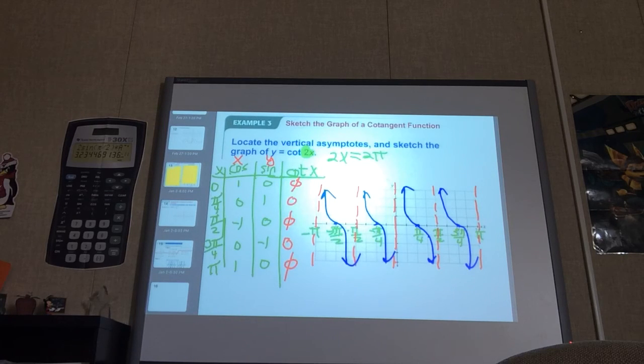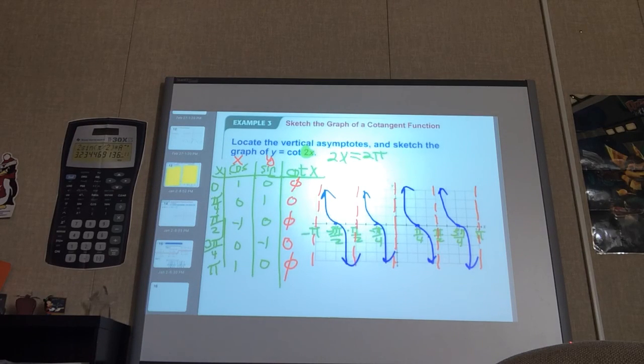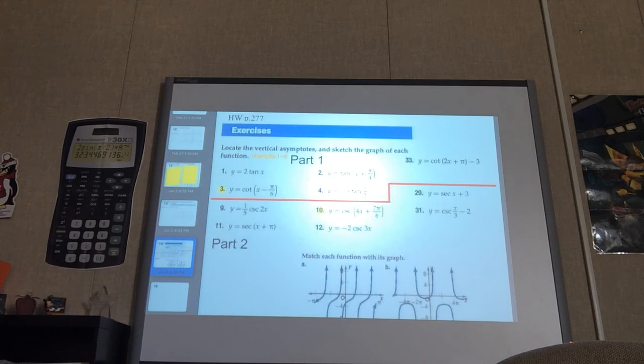Is that good for everybody? Does anybody have questions? The assignment that's going to go to this, if you flip down a few slides to your assignment page, is just 1, 2, 3, 4, and 33. Could you please change number 3? Instead of pi over 6, could you make it pi over 2? It'll just make your life so much easier. So please, for number 3, could you change that to x minus pi over 2?